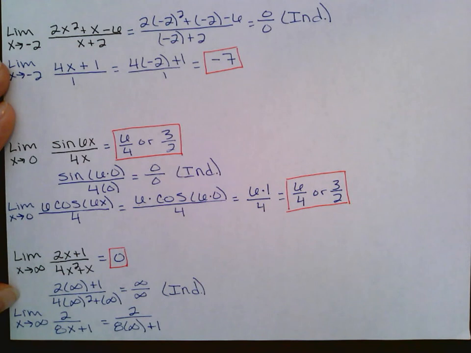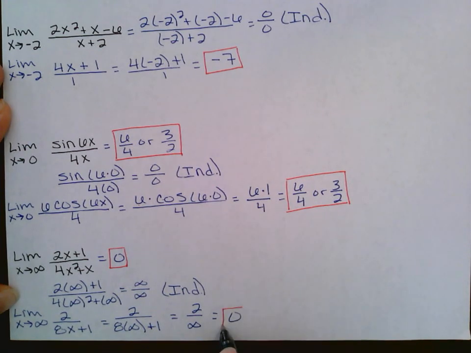8 times infinity plus 1 is just infinity. So I have 2 over infinity. And now you can clearly see that this is a number over infinity. This is bottom heavy, so this equals 0. Again, I'm giving you the shortcut, and I'm giving you the longer method with all the work.